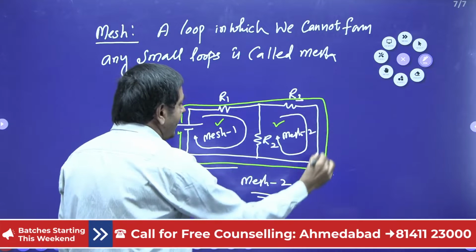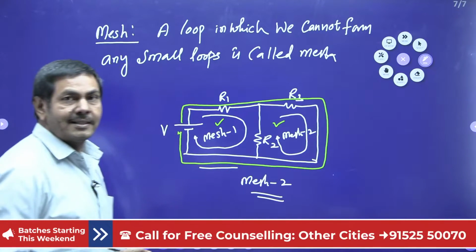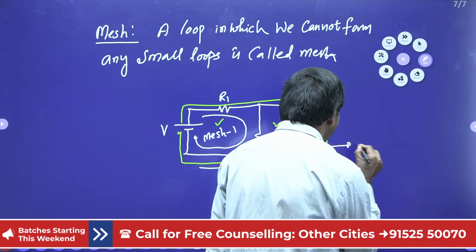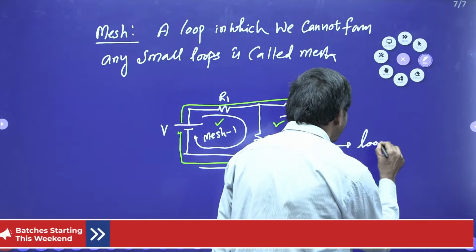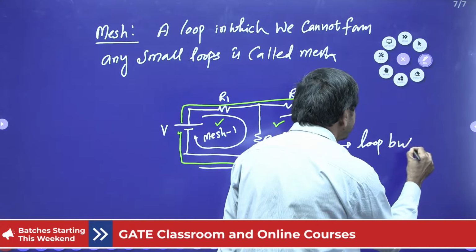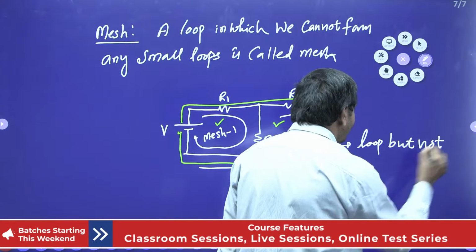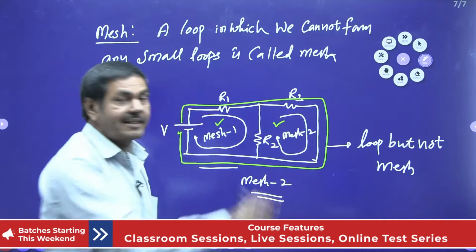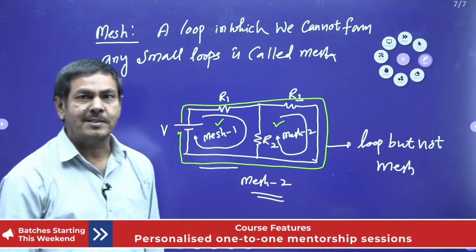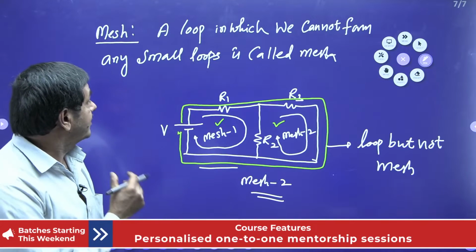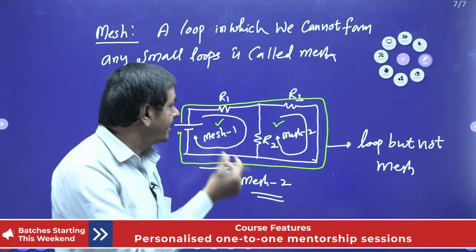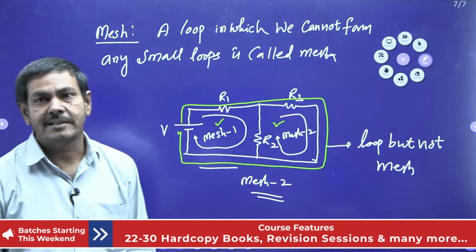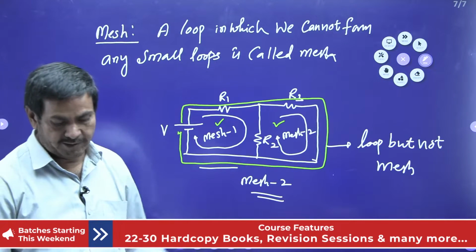But the external path I have taken will be said to be a loop only, but not a mesh. It can become a loop only. Like that we can give the definition of a mesh, and the number of meshes in a given network can be calculated by this methodology. I hope students understand that point.